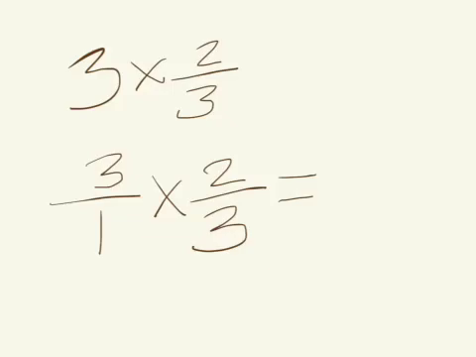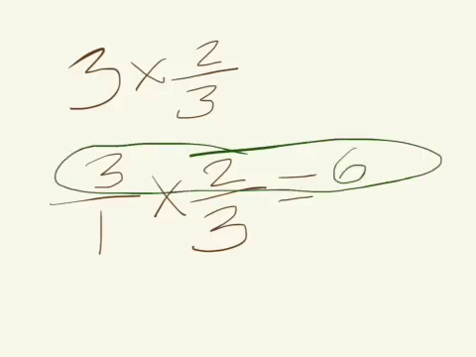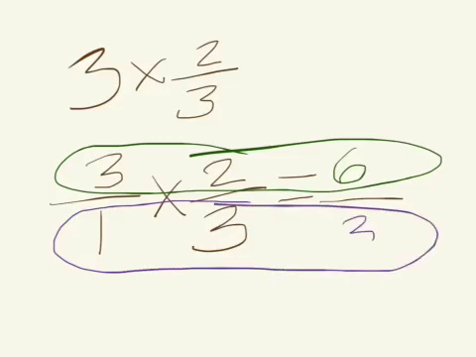Well, let's see what happens here. When we multiply the numerators straight across, so 3 times 2 equals 6. And for our denominator, we get to do the same thing. Multiply the denominators straight across. 1 times 3, 3. So our fraction here is 6/3.